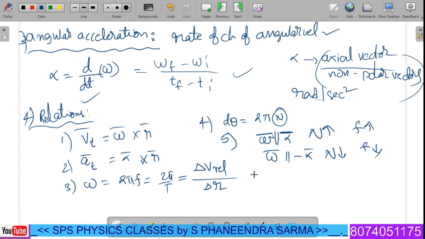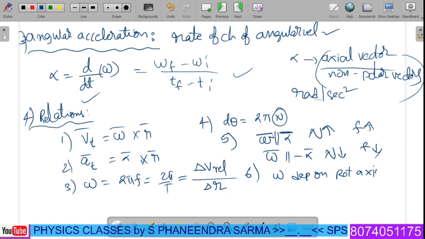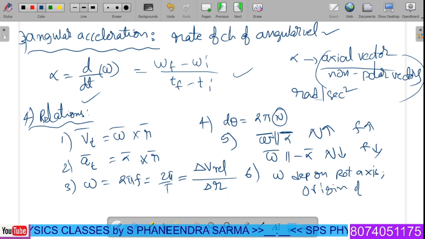Then another important relation is that the omega value depends on the rotational axis and the origin of rotation. Depending on these two parameters, omega will change.